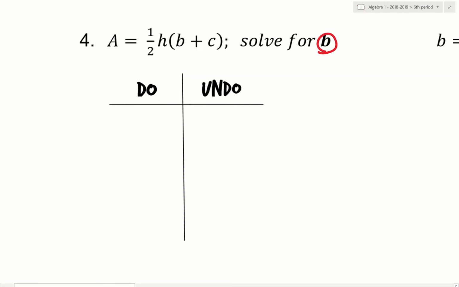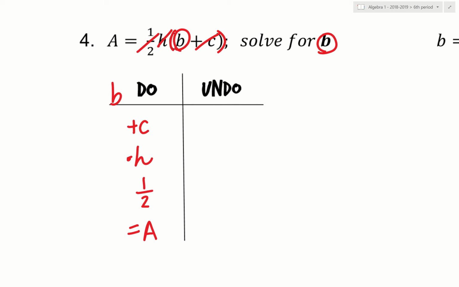For B, what is the first thing happening to B? Plus C, because it's inside that parentheses. Take care of that first. Then what's on the outside of the parentheses? Times H. Now, when you see a fraction, I just want you to write it like it looks, because it's a problem in and of its own, isn't it? What type of problem is it? Division. Okay? And then what's left? Equals A.